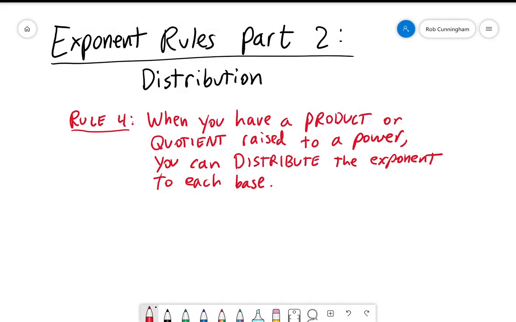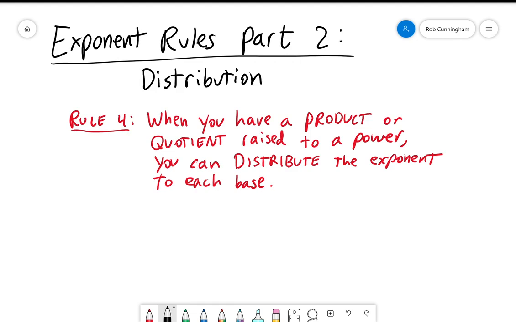Welcome back. This is the second video in my series on exponent rules. We're going to talk about distributing exponents over bases. So rule 4 here is the only rule we're going to cover, so this is going to be a shorter video. It looks complicated, but it's really not. So here's how it goes.